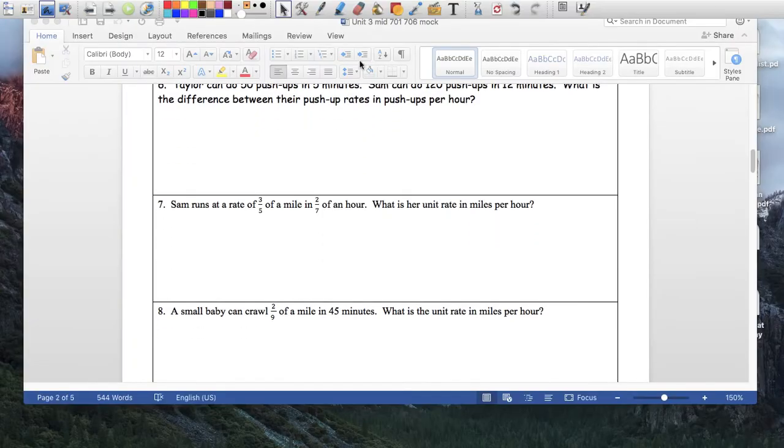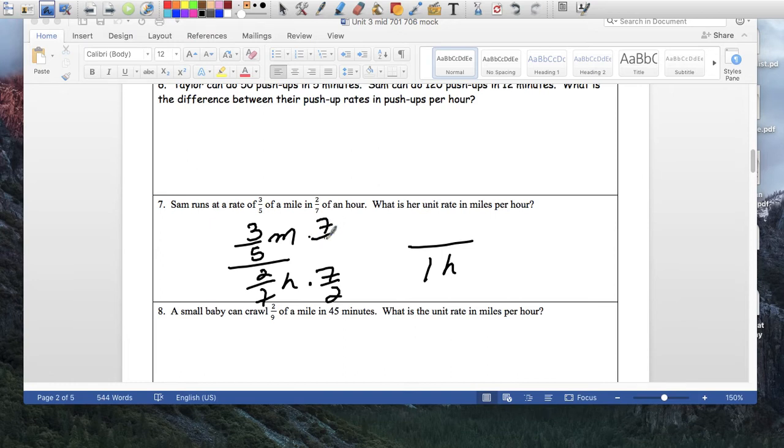Problem 7. What is the unit rate per hour? So it's 3/5 of a mile over 2/7 of an hour. I want to find out how many miles in an hour, so multiply by the reciprocal. The bottom one will all simplify to 1, and on top I get 3 times 7, which is 21 over 10, or 2 1/10 miles in 1 hour. So that would be our answer.